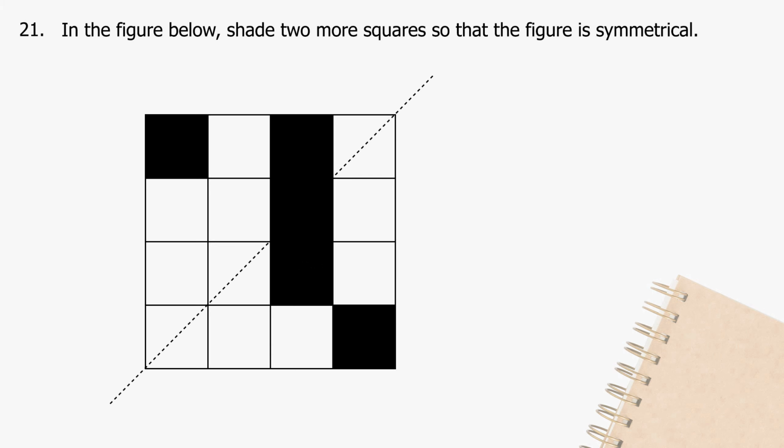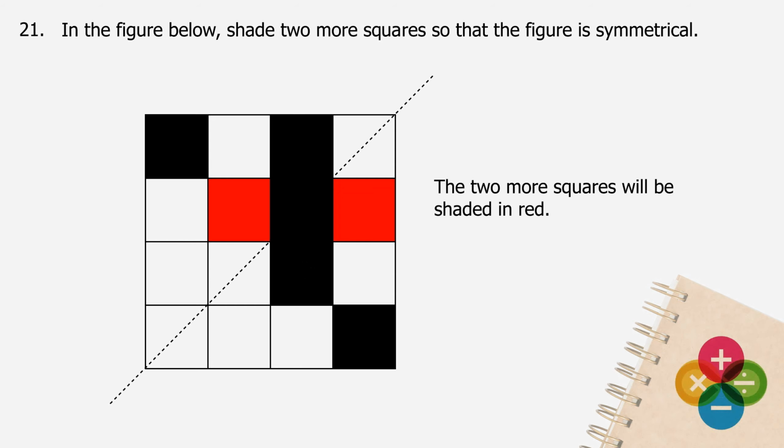Question 21. In the figure below, shade 2 more squares so that the figure is symmetrical. The 2 more squares will be shaded in red.